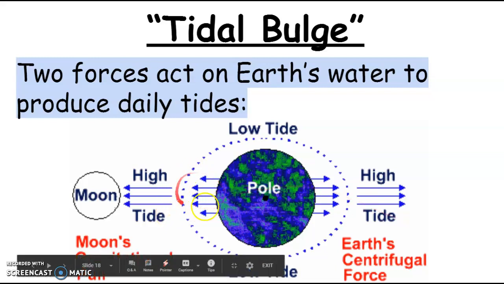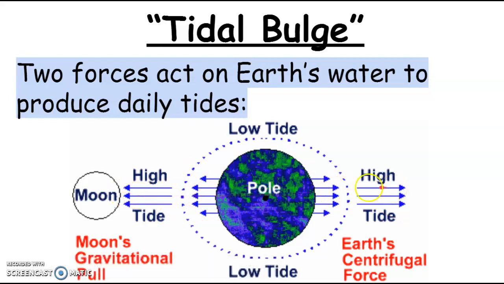So as you get a bulge on this side, you're going to get a bulge on the opposite side. So you'll have a high tide here, and then a high tide on the opposite side. In the middle, right here, and on the other side of the Earth, because this is a flat image, I can't rotate it around to show it, but you would have a low tide.